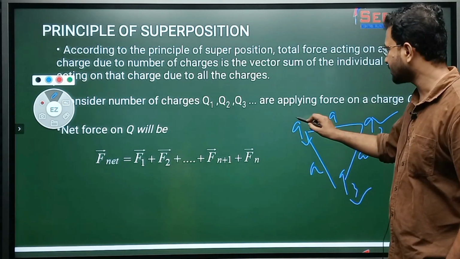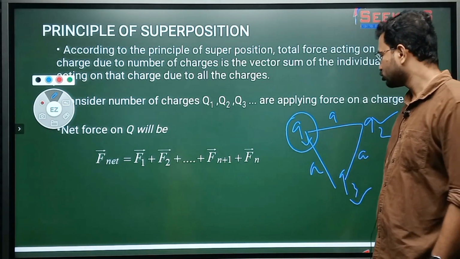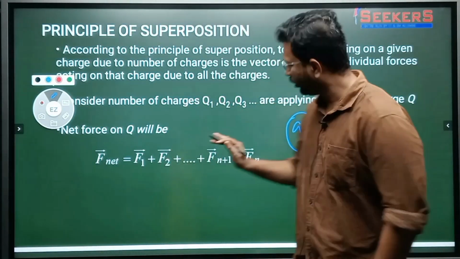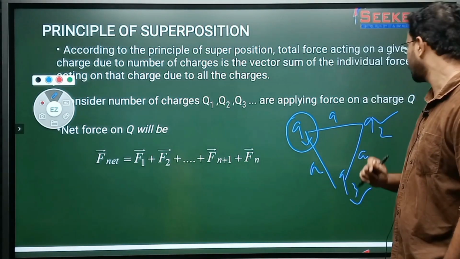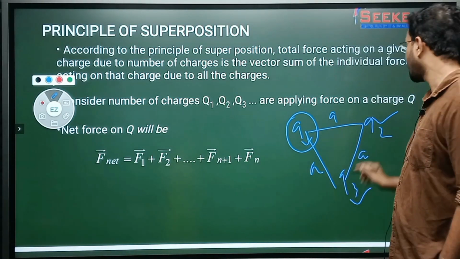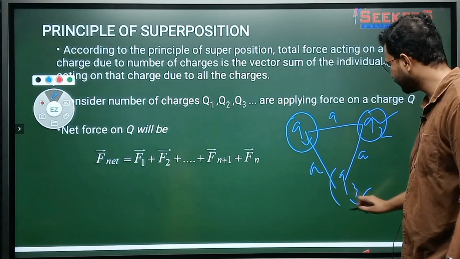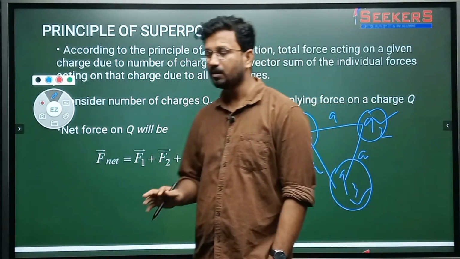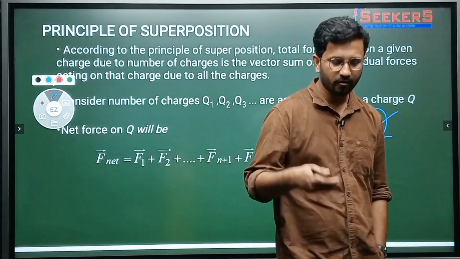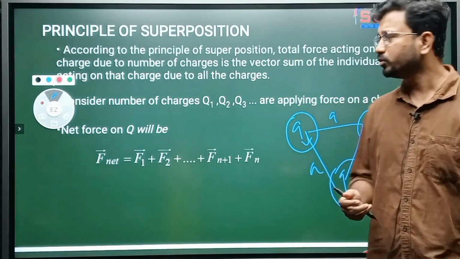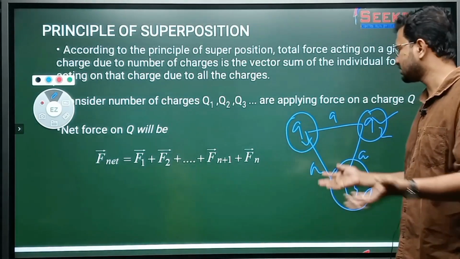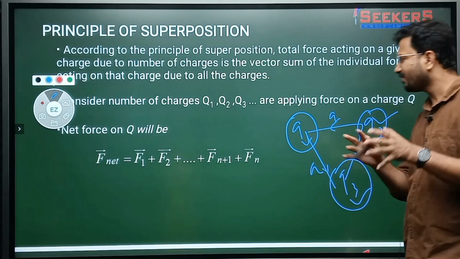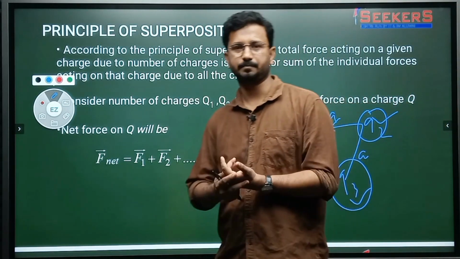If you take any charged particle, for example Q1, the electrostatic force on Q1 is not only due to Q2 or only due to Q3. The electric force on Q1 is because of Q2 and also because of Q3. So the net force on Q1 will be the vector sum of the force by Q2 and the force by Q3, because both are applying force. So basically on Q1 two forces are acting.